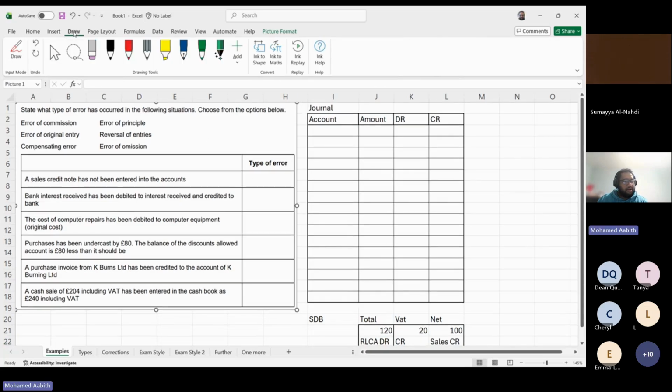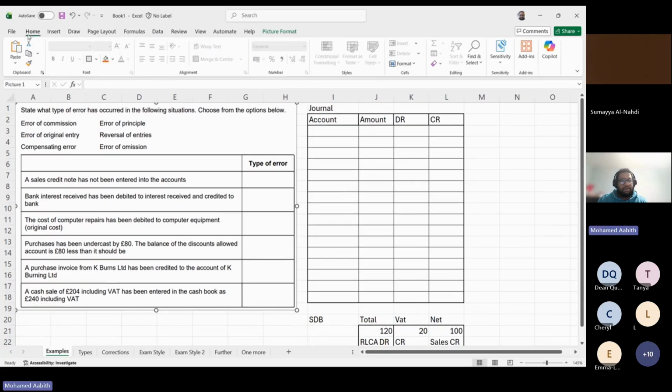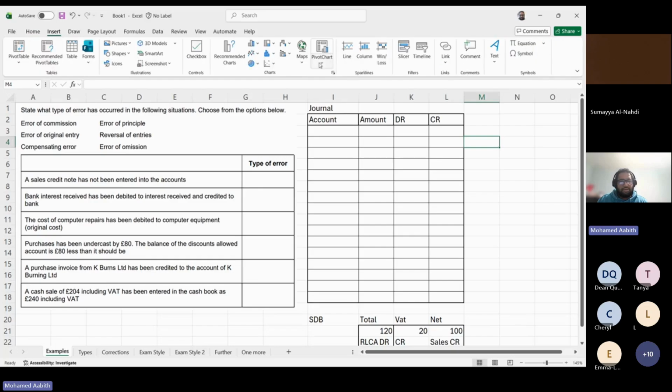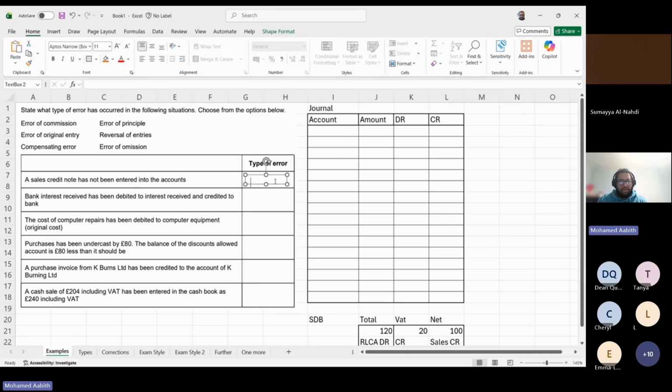Can I write it? Insert, text box. Yeah, text box. Okay, I think I have a spelling mistake there. I can't get that right. Okay, so we have the error of omission there.